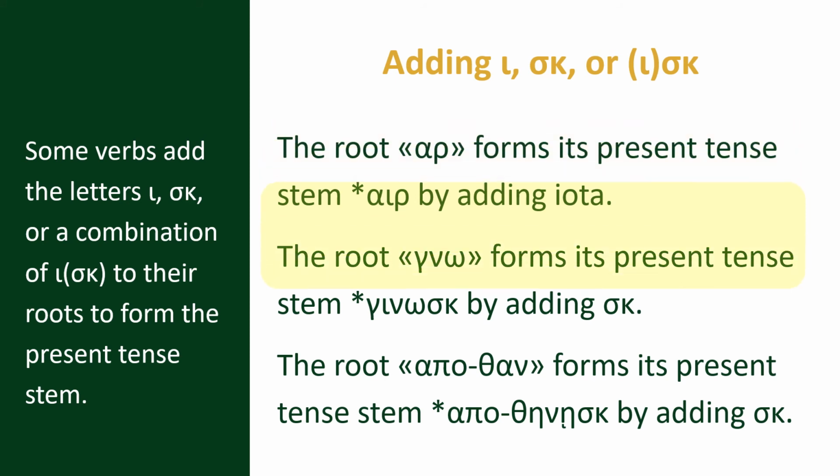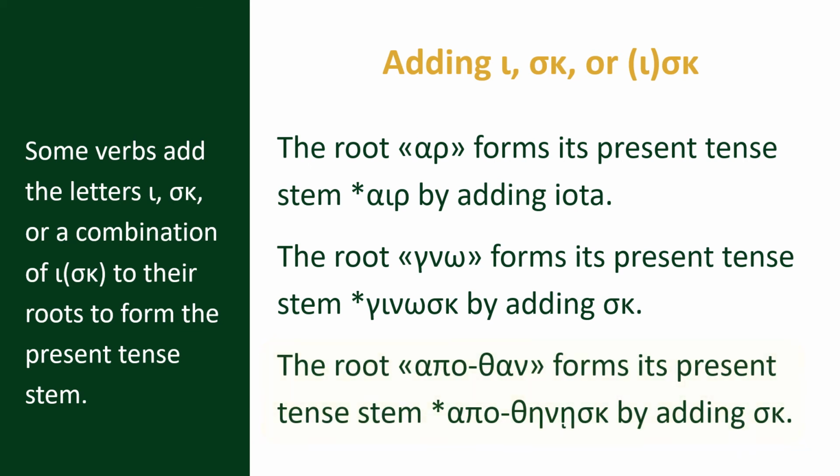The root gno, which we looked at earlier, forms its present tense stem by adding, amongst other things, sigma kappa. Thus we get ginosk. The root apothan forms its present tense stem by adding sigma kappa as well. So we go from apothan to apothnesk.